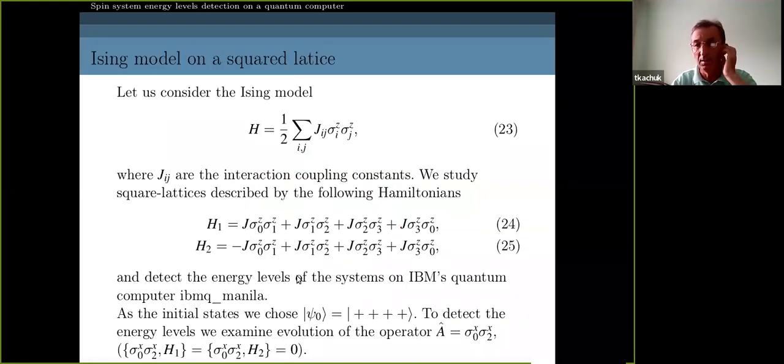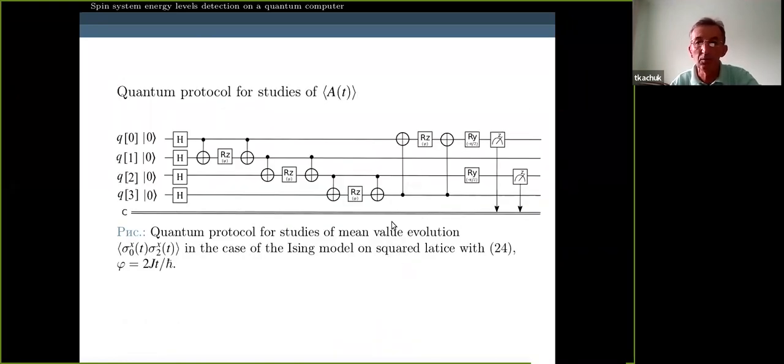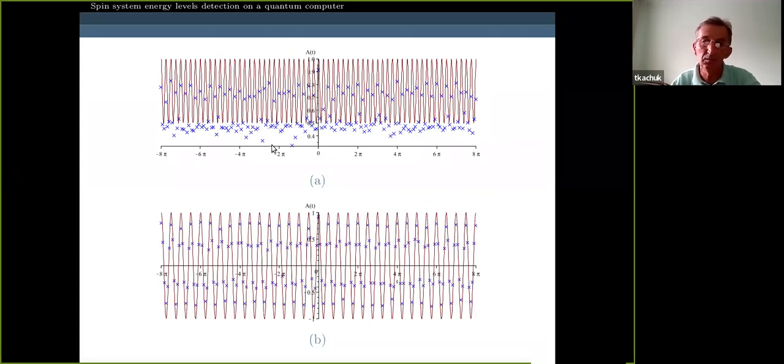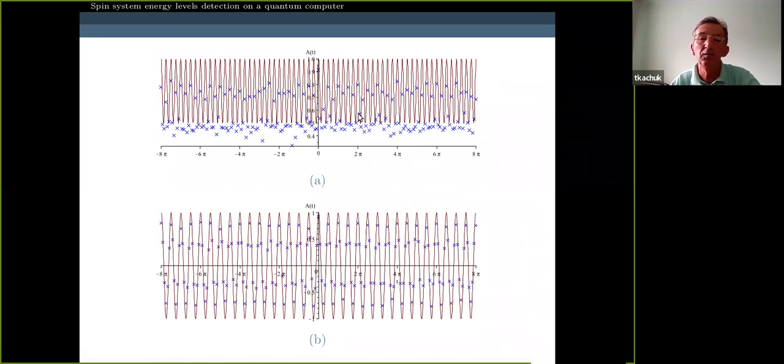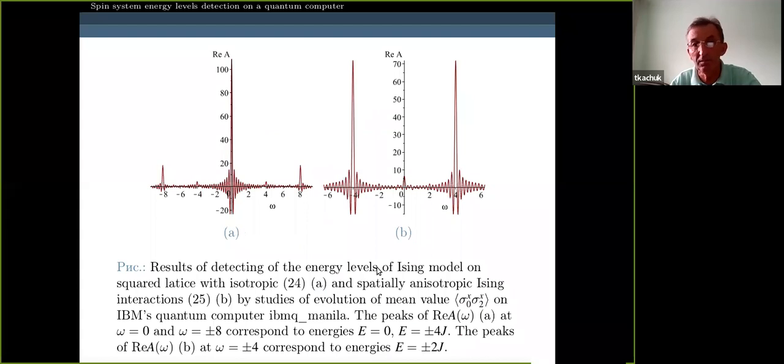A more complicated system. Here we consider four spins on a square lattice, on a square. Here we can also find an operator which anti-commutes, written here. It is a more complicated protocol with four spins, and the results are not as good. We consider different Hamiltonians with the same interaction constant between neighboring spins, and here some sign is different. So there are two different Hamiltonians, and the result is presented here. For the first Hamiltonian and for the second, the result is not as good as in the previous case, but nevertheless, let us consider the Fourier transformation. You find that these peaks correspond exactly to energy levels.